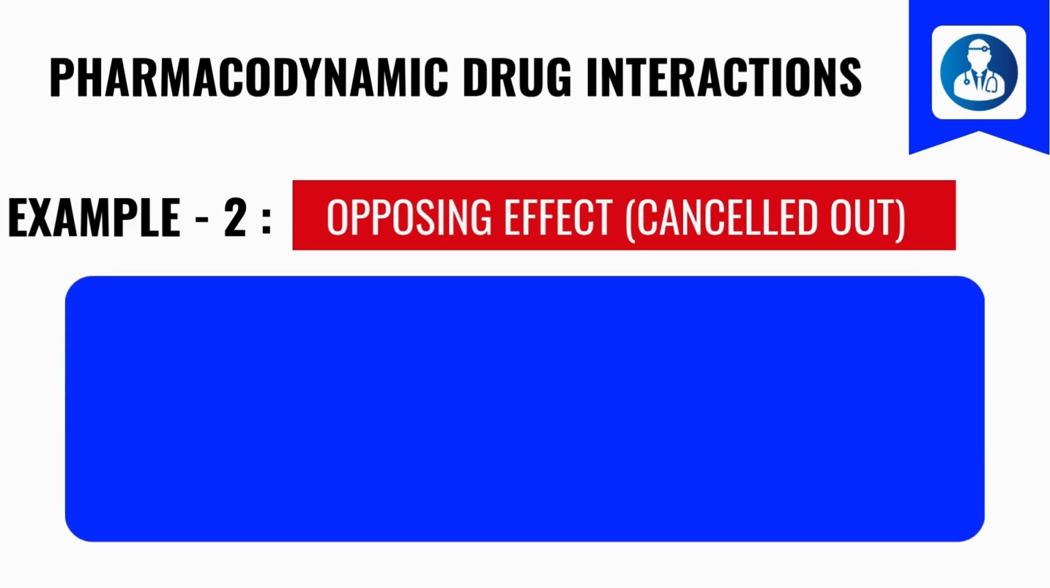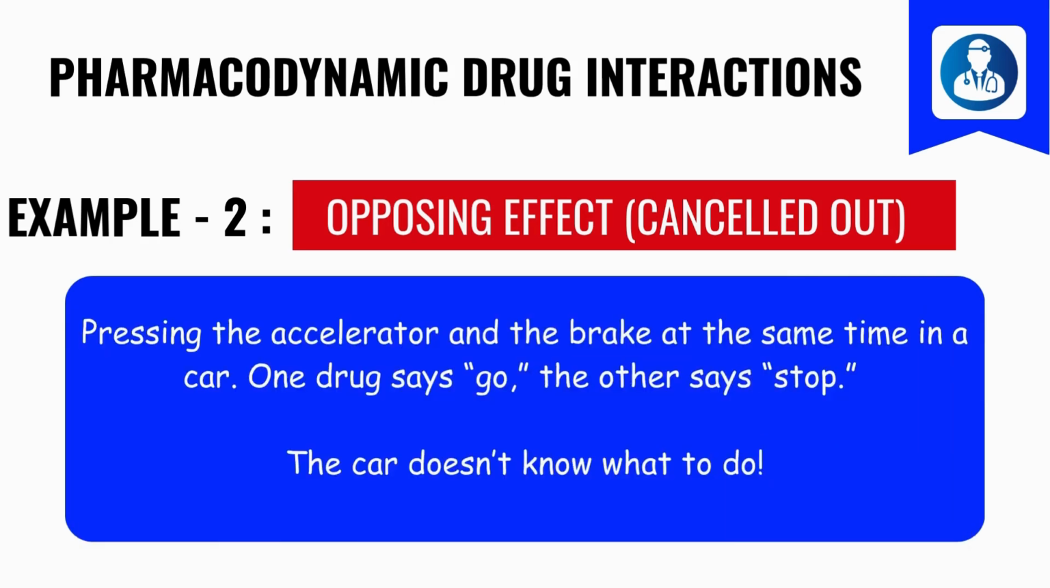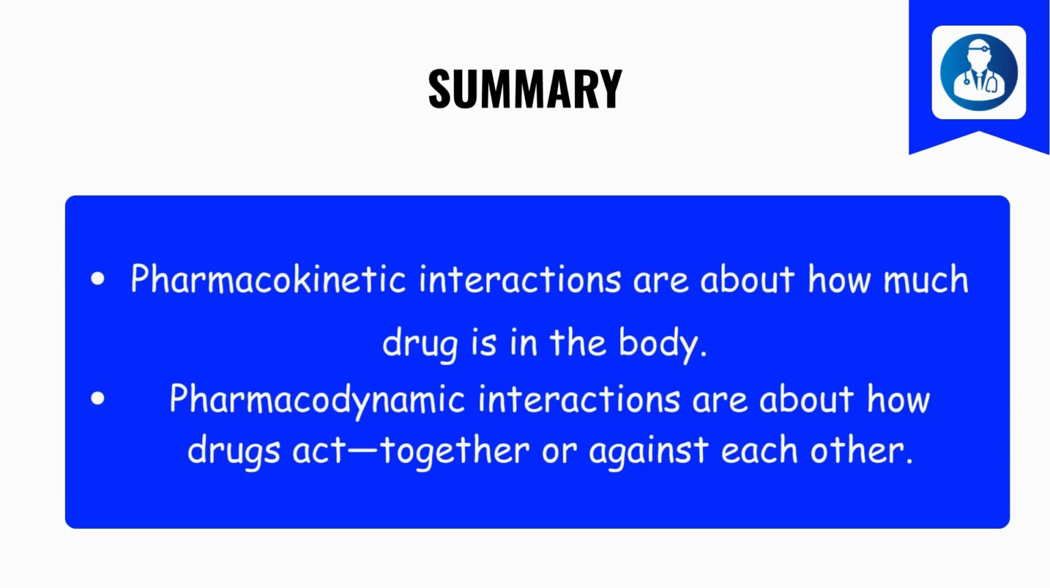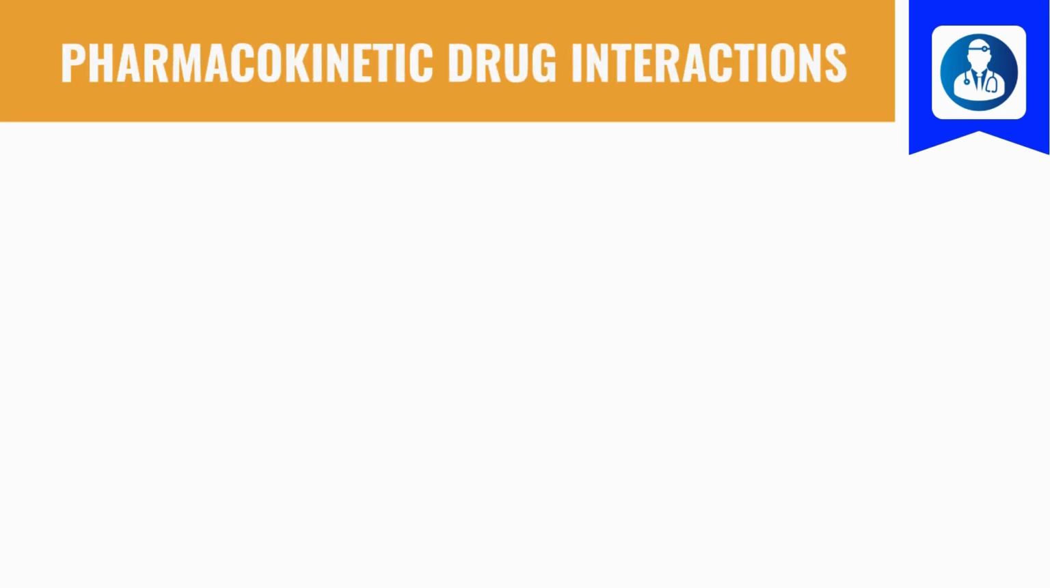Here is a simple analogy of opposing effect. It's like pressing the accelerator and the brake at the same time in a car. One drug says, go. The other says, stop. The car doesn't know what to do. So, in summary, pharmacokinetic interactions are about how much drug is in the body. Pharmacodynamic interactions are about how drugs act, together or against each other. So, let's go to our main topic, pharmacokinetic drug interactions.